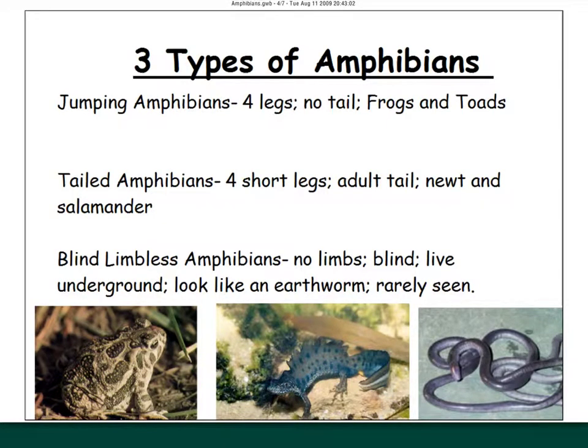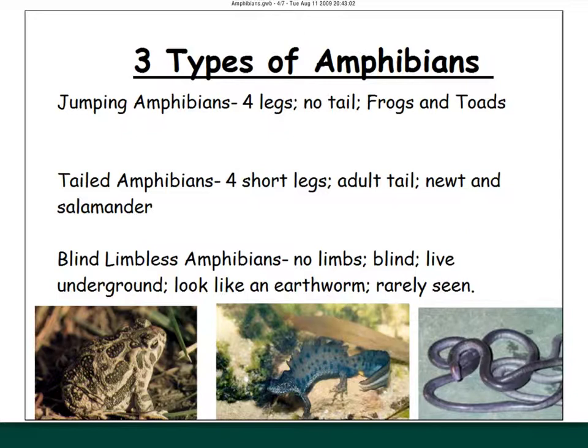Okay, the 3 types of amphibians. Again, you have jumping amphibians, which are your frogs and toads. They have 4 legs. They do not have a tail. You can see them in the bottom there. Take a look at the picture of the toad. So jumping amphibians. Your tailed amphibians have 4 short legs. They have an adult tail, so they don't have a tail as a baby. They grow that as they go through their metamorphosis.